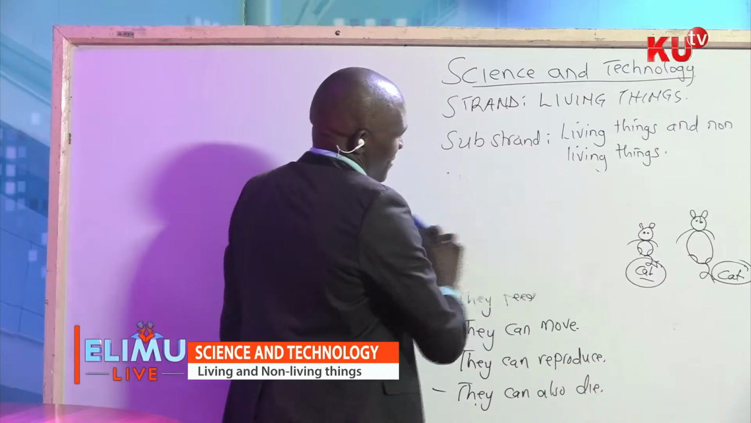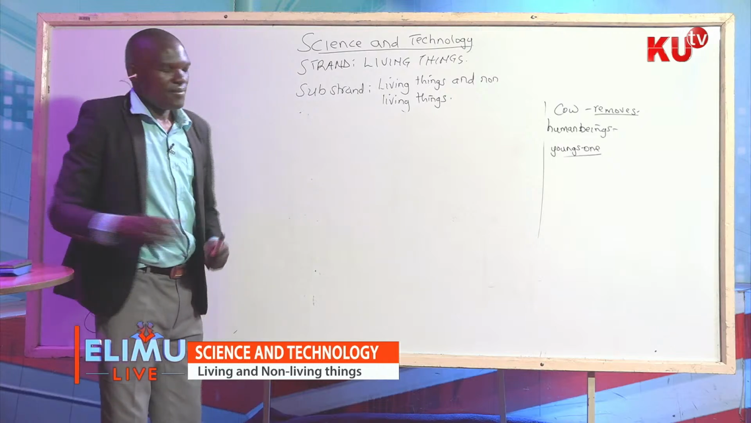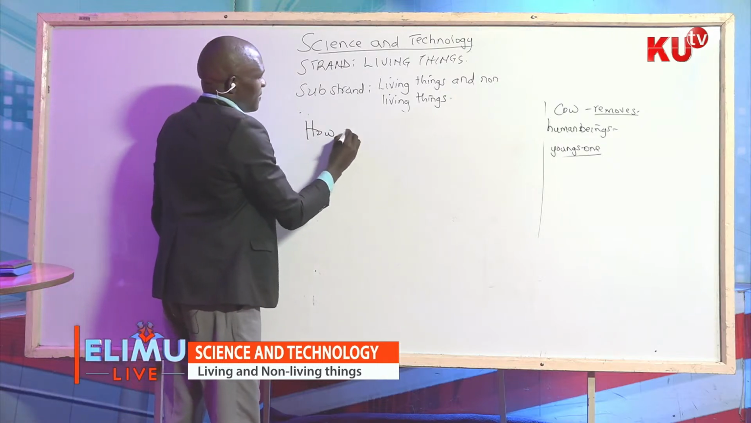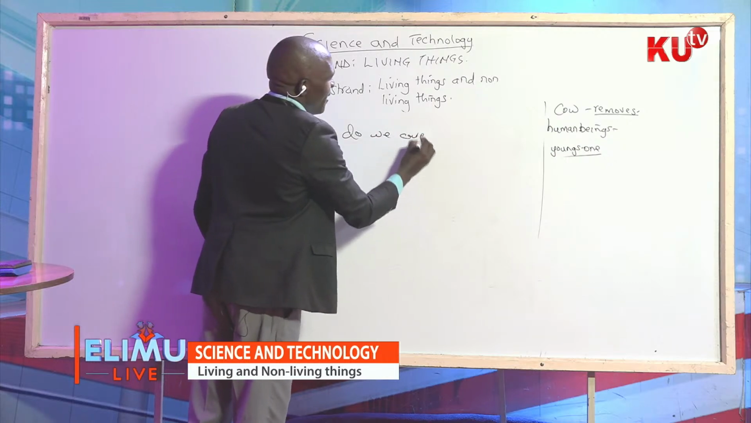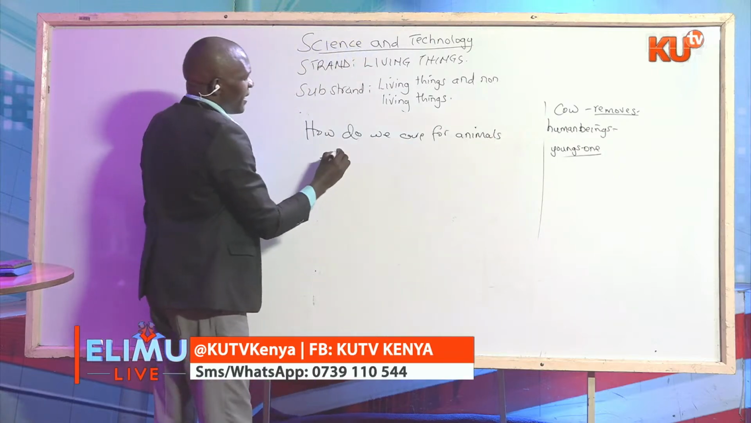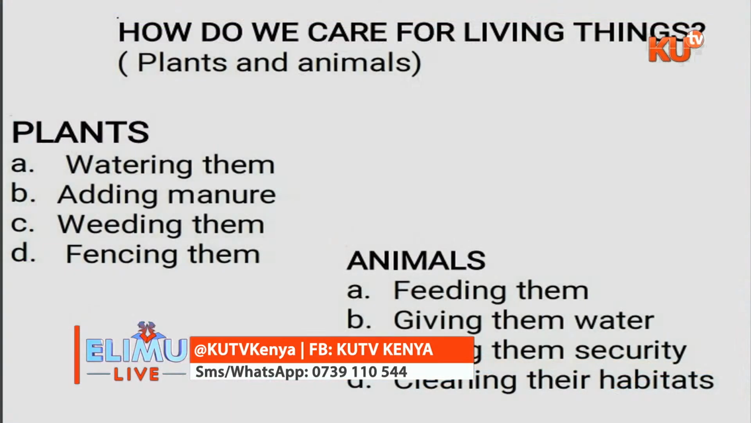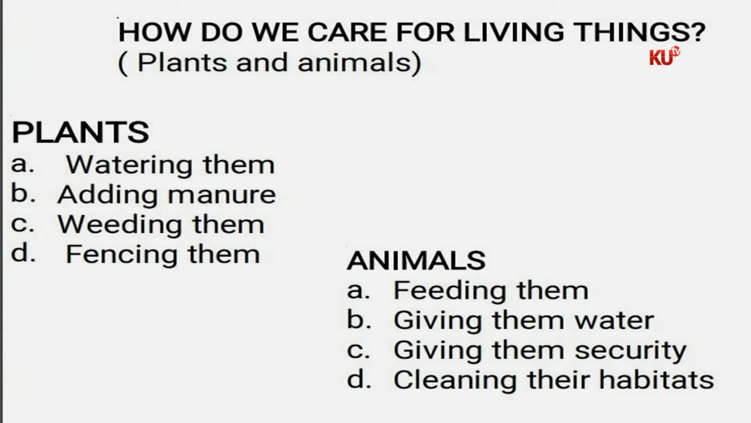How do we care for animals? Number one, feeding. We can care for animals by feeding, giving them water, treating them, and we can also clean their habitats.